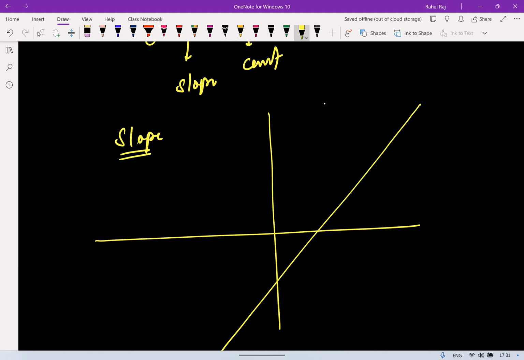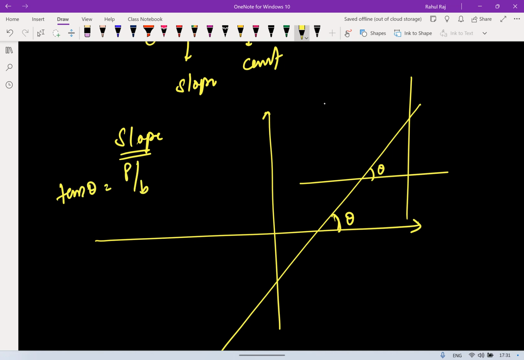It will 100% cut the x-axis. Any line you draw will cut the x-axis at some point, and the angle with the x-axis is called the slope. So what is the actual slope? Draw a line parallel to the x-axis and a line parallel to the y-axis. If this is theta, this has to be theta. So the actual slope is tan theta, perpendicular by base. So this is P by B, and theta is equal to tan inverse P by B.